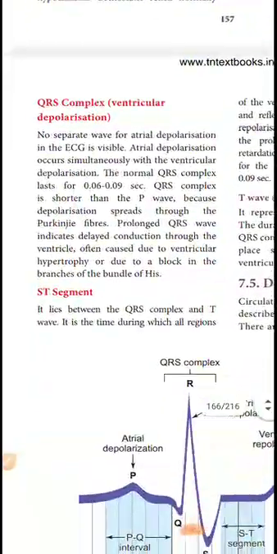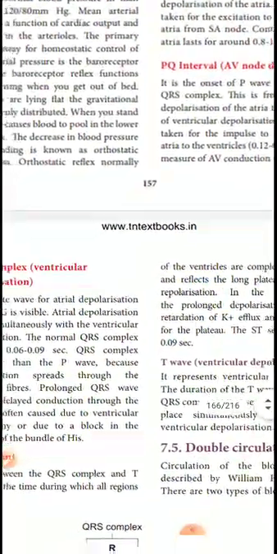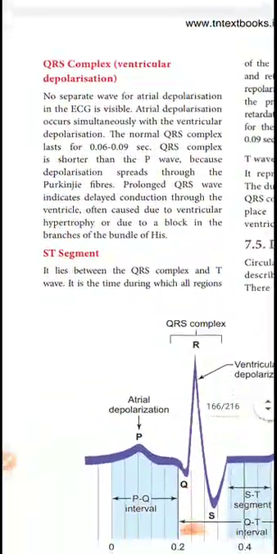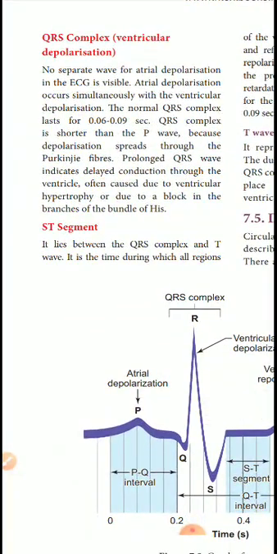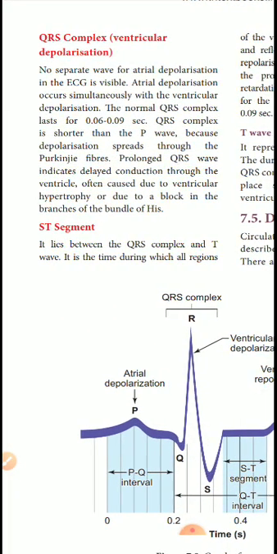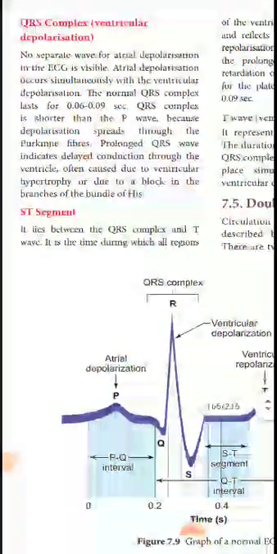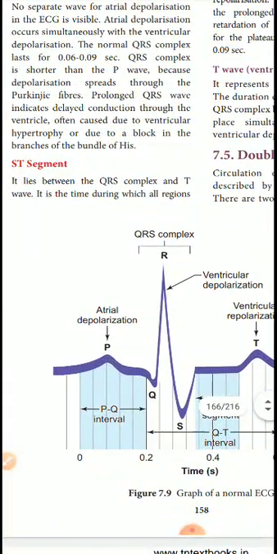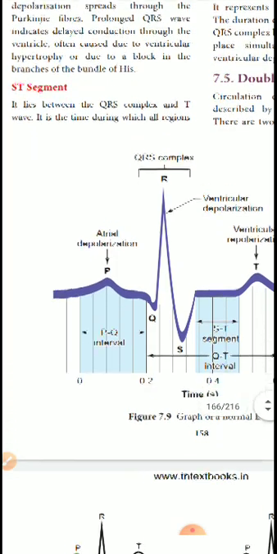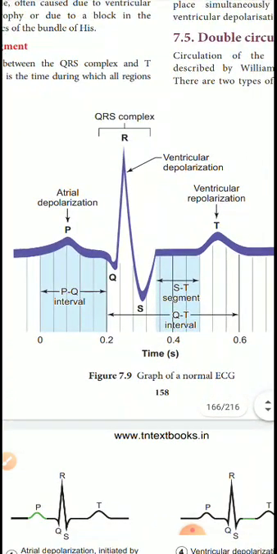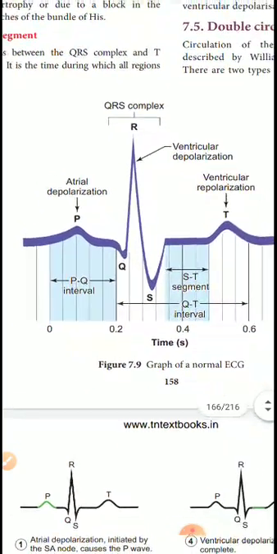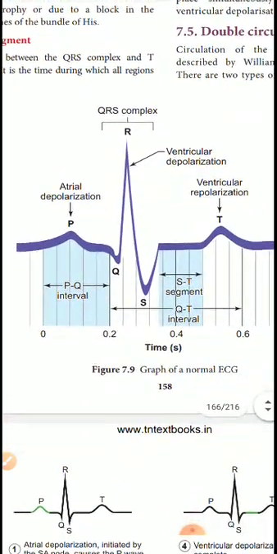Next, QRS, it is ventricular depolarization. QRS is the ventricular depolarization. No separate wave for atrial depolarization is visible in the ECG, so atrial depolarization occurs simultaneously with the ventricular depolarization. The normal QRS complex is 0.06 to 0.09, it is very low. And a prolonged QRS indicates delayed contraction through the ventricle. See, this is the Purkinje fibres we have already studied, and the bundle of His. So in those branches only, there is a block in the bundle of His.